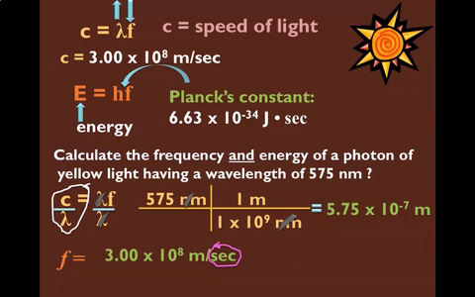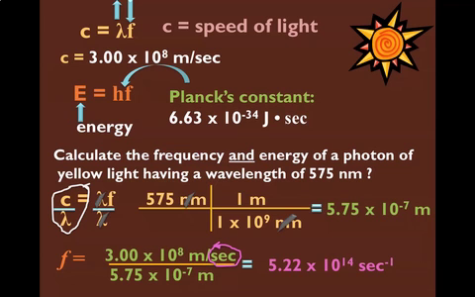So when I plug this in, I have 3 times 10 to the 8th meters per second over 5.75 times 10 to the negative 7th. That was c over wavelength. Then I just have to plug this in my calculator, and I get 5.22 times 10 to the 14th over 1 second, which is one of the units for frequency. It also could be equal to that number of hertz. And those meters cancel out.